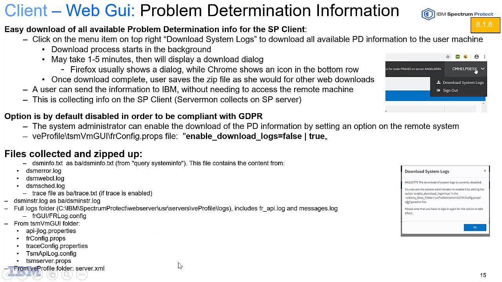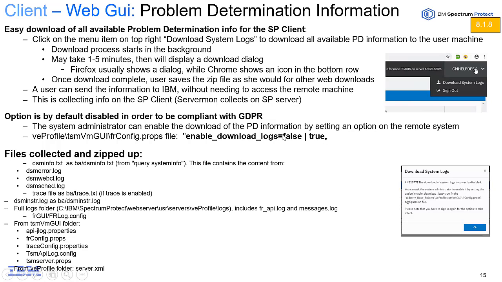Next, we have some more enhancements to our client web GUI. The first piece is easy download of all available problem determination information for a Spectrum Protect client. In order to do that, you have to turn on the ability to do this download, and the system admin will have to enable that. This is the VE profile tsmvmGUIfrconfig.props file, and they have to set enable_download_logs to true.